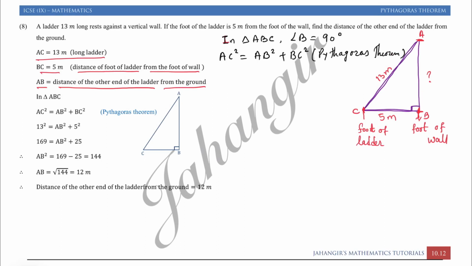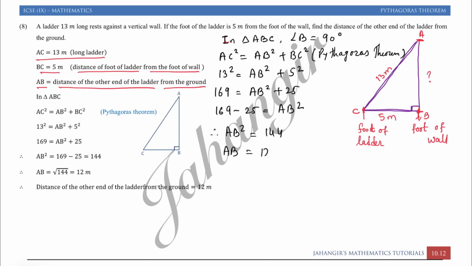Pythagoras theorem. So we can say AC square, 13 square, is equal to AB square plus BC square, that is 5 square. We can write 169 is equal to AB square plus 25. 25 you can shift to the left. So 169 minus 25 is equal to AB square. So therefore AB square is equal to 144. So therefore AB is equal to 12 meters.